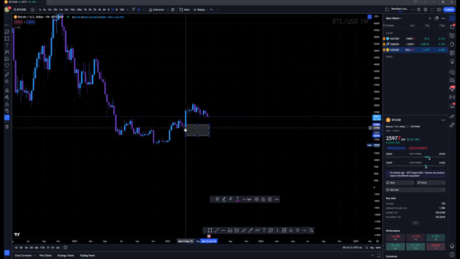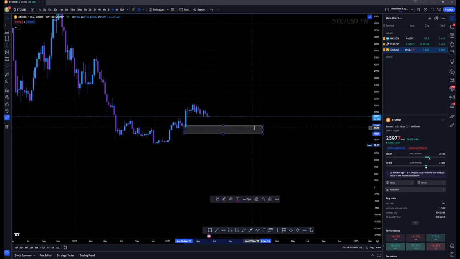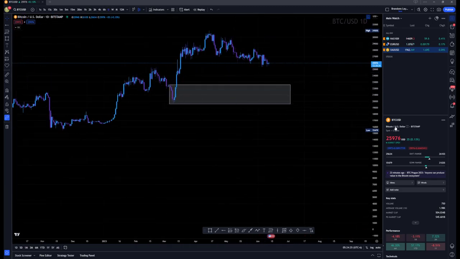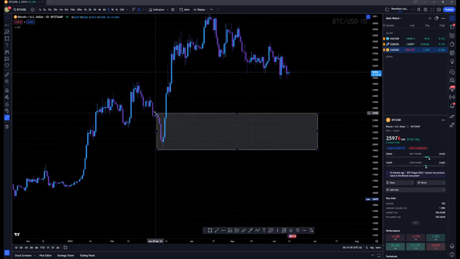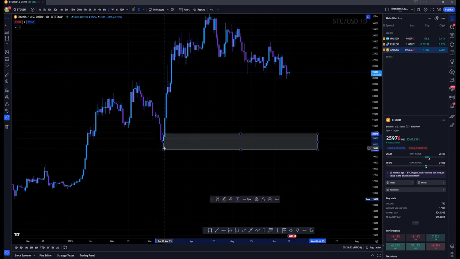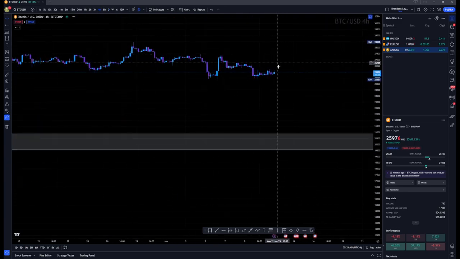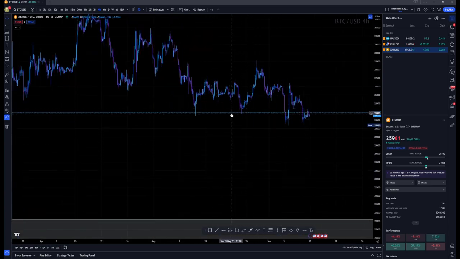So we move it into here like so. Right, we'd be looking to mitigate something like that. This is on the weekly. Go down to the daily. I mean, really, if you're looking for a refinement, you're looking at something down in here. So we want to see Bitcoin continue down to this level.